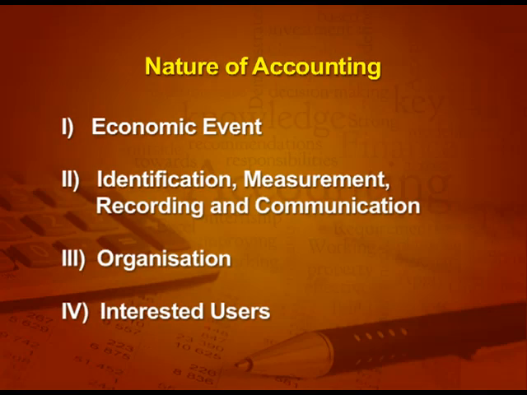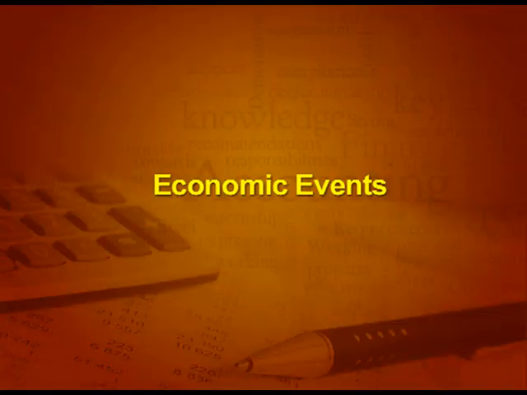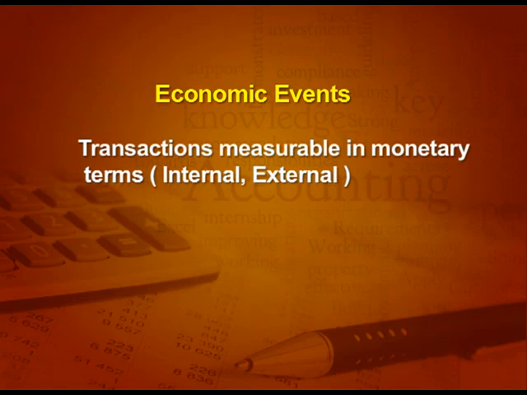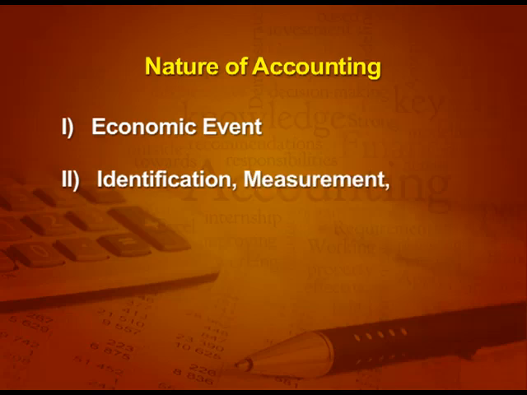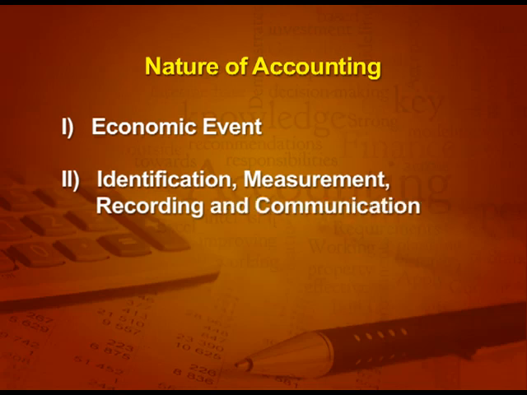Now, what is the nature of accounting? To understand the exact nature, we must know the following 4 aspects. First point, economic events. In accounts, only transactions which are measurable in monetary terms are recorded. It may be internal or it may be external. Internal means related to the organization, and external means external people related to the organization. So, all those things which we can measure in monetary terms are identified as economic events to be recorded in accounts, right. So, how do we do that? Then we identify those transactions, measure those transactions, and then record those transactions and communicate the effect to those people.